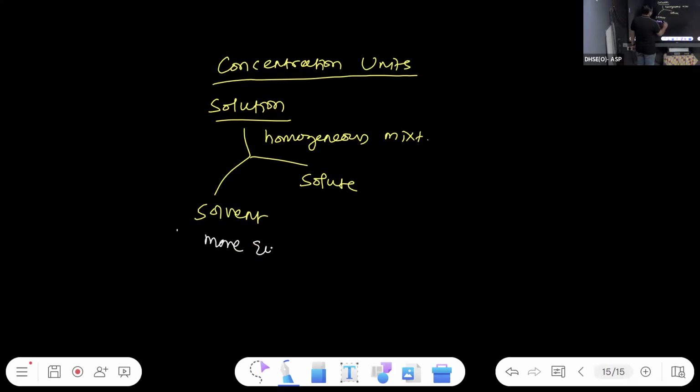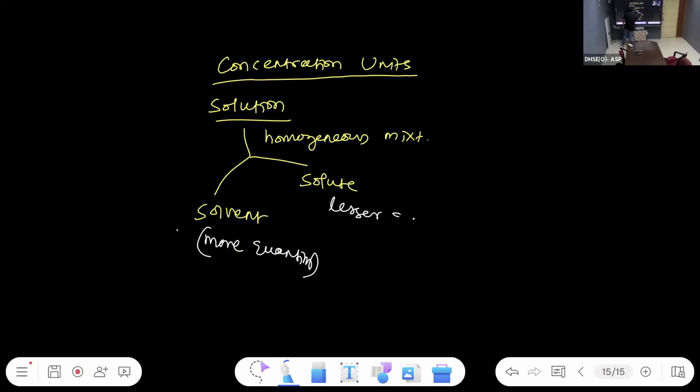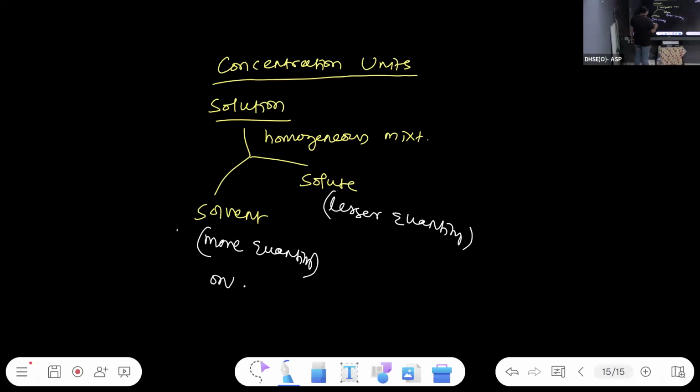In general, solvent is present in more quantity. Solute is present in lesser quantity. Solute lesser quantity, solvent more quantity. So when we look at a solution, the solvent is only one, and the solute may be more than one. Okay, solute can be more than one.